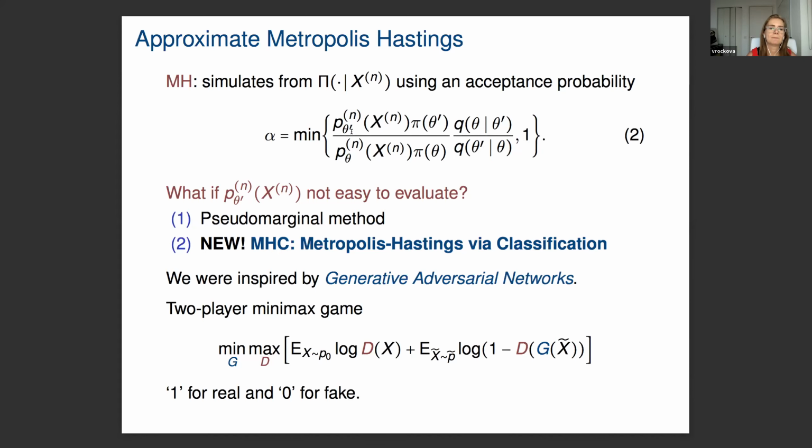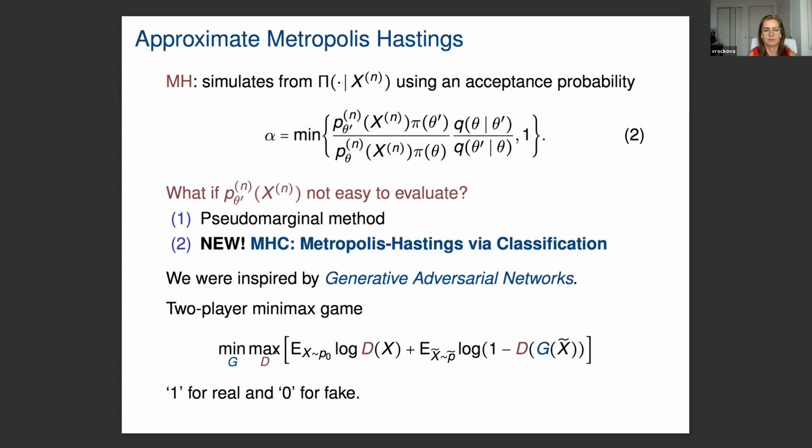The way it works is that these two machines play a game against each other. The generator tries to deceive the discriminator by providing fake data which look like the observed data, and the discriminator is going to try to discriminate between them. The discriminator is some sort of function between 0 and 1: 1 for real data and 0 for fake data, and the generator is generating these fake data sets.